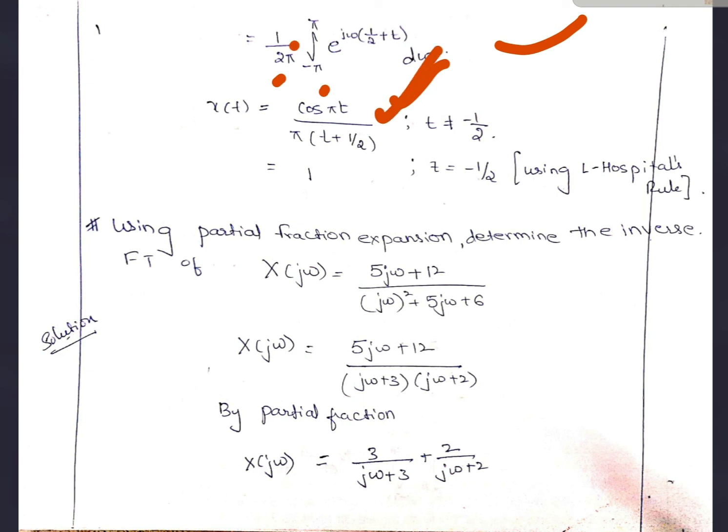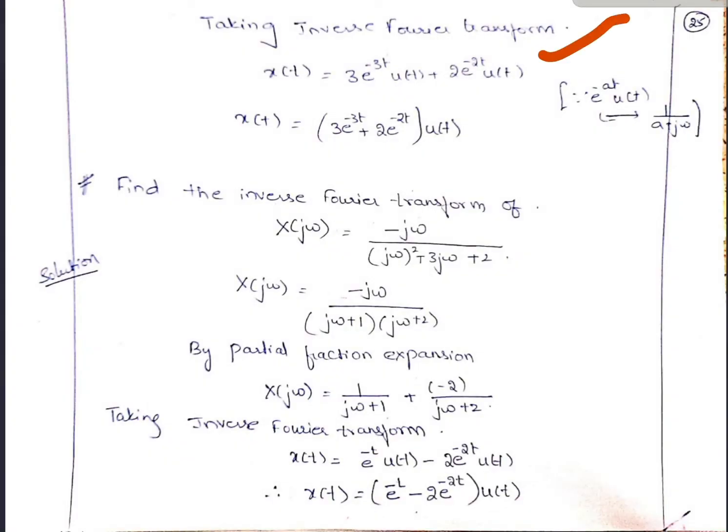Using the partial fractions expansion, determine the inverse Fourier transform of X of j omega equal to 5 plus j omega by the denominator. Now splitting this denominator as per its roots and writing as factors, j omega plus 3 into j omega plus 2. Now taking the partial fractions, X of j omega is 3 by j omega plus 3 plus 2 by j omega plus 2. Now taking the inverse Fourier transform, we get x of t equal to 3 times e raised to minus 3t u of t plus 2 times e raised to minus 2t u of t. So x of t is equal to 3 times e raised to minus 3t plus 2 times e raised to minus 2t, times u of t.